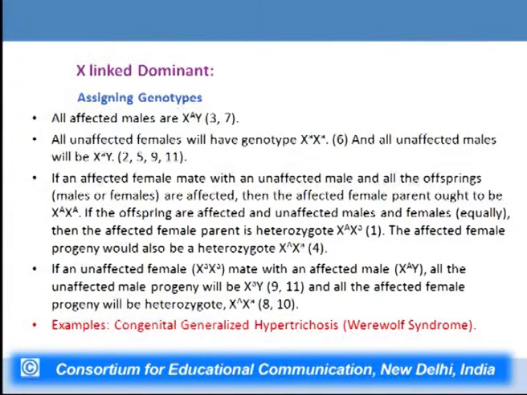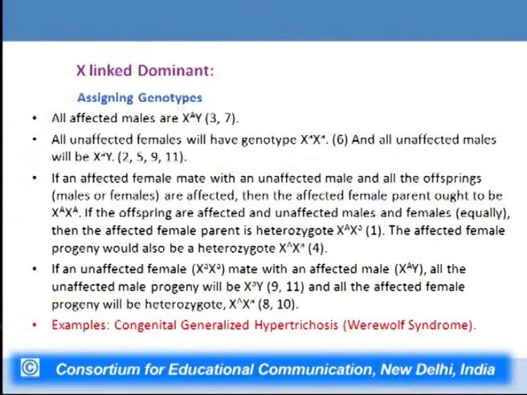All unaffected males will be X small a and Y. If an affected female mates with an unaffected male and all the offspring are affected, then it means that the affected female parent was X capital A X capital A, that means both the alleles were dominant. If the offspring are affected and unaffected males and females, then the affected female parent is a heterozygous individual, that is X capital A and X small a.